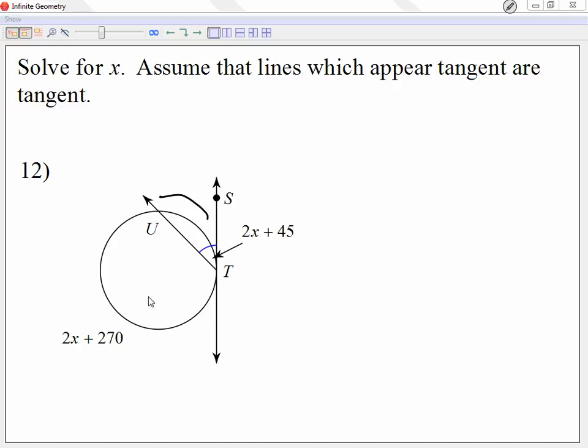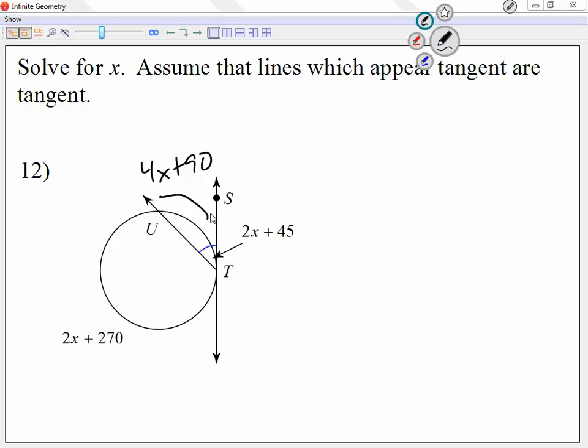So what I'm going to do is, since the angle is 2x plus 45, I'm going to say the arc is 4x plus 90. Because remember how the angle is half of the arc. So since I was given the angle, for me to find the arc, I multiply the angle by 2. So 2x plus 45 multiplied by 2, that's how I got 4x plus 90 for the little arc.